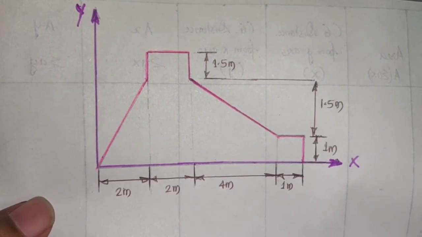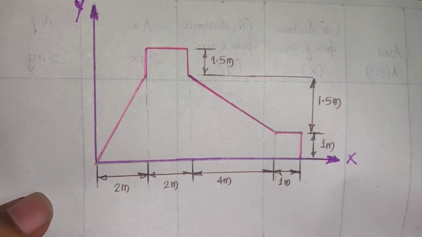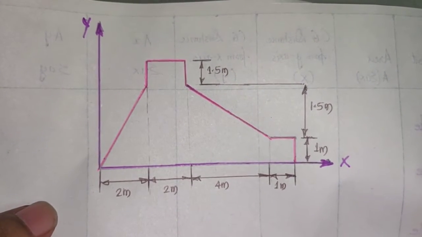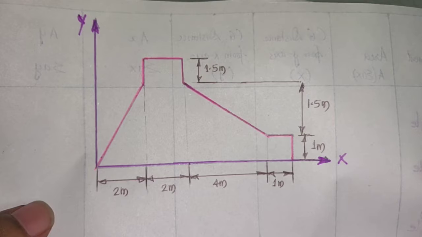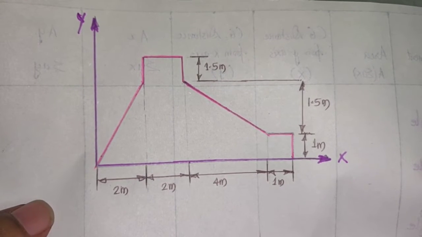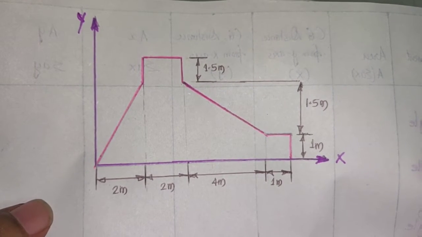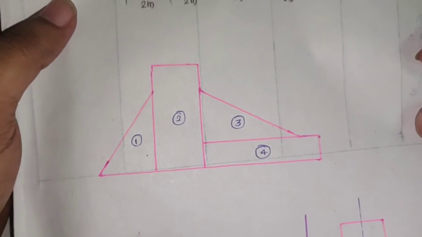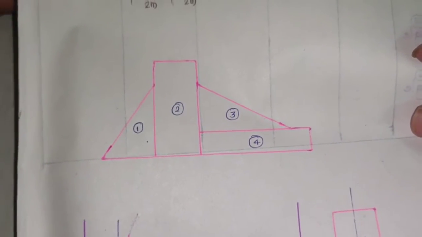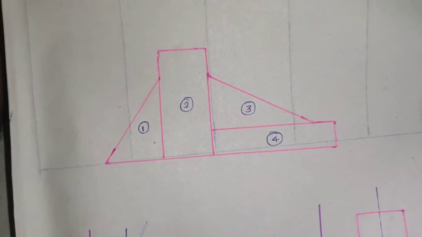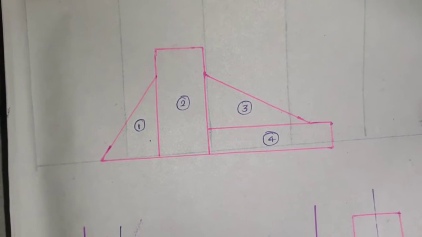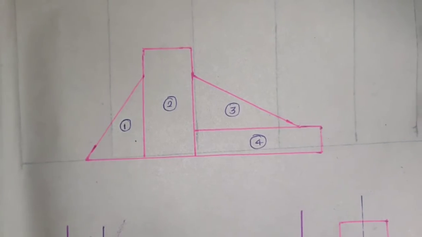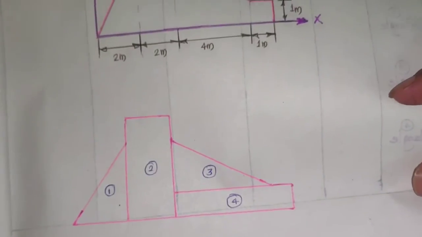The next problem is what you can see. It is an irregular shaped lamina whose dimensions are given. So in this problem I have directly shown the reference axis there itself. So what are the possible shapes that you can divide this figure into? You can see here I have divided the given lamina into 4 different parts. So the first part is a right angle triangle, the second part is a rectangle, the third part is again a right angle triangle, and the fourth part is a rectangle.